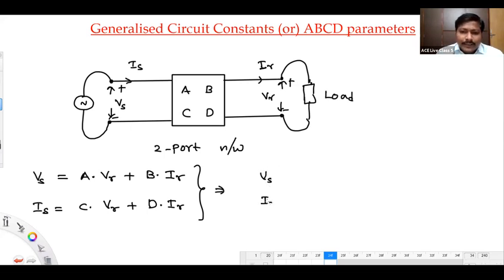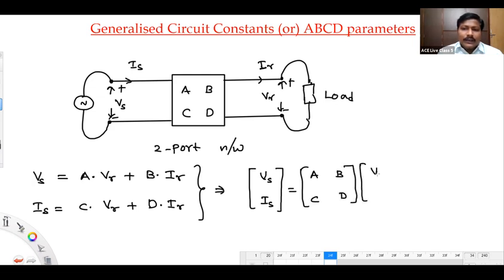So you get VS, IS, the voltage and current at the sending end side, equal to the ABCD parameters multiplied with VR, IR.